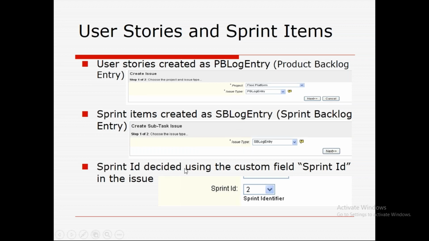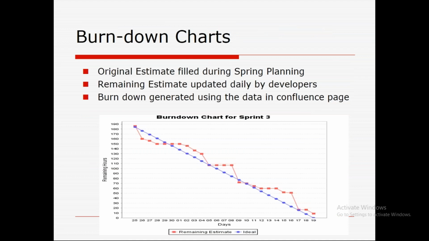Sprint ID is decided using the custom field sprint ID in the issue. Every sprint cycle has sprint ID 1, 2, 3, 4, etc. So that way you have the user stories and you have the sprint items, and every sprint has a sprint number or sprint ID. Burn down chart, original estimate filled during the sprint planning activity.